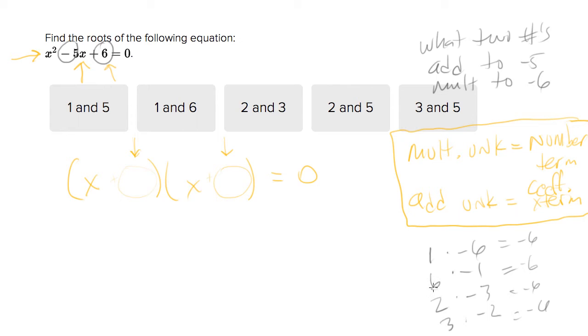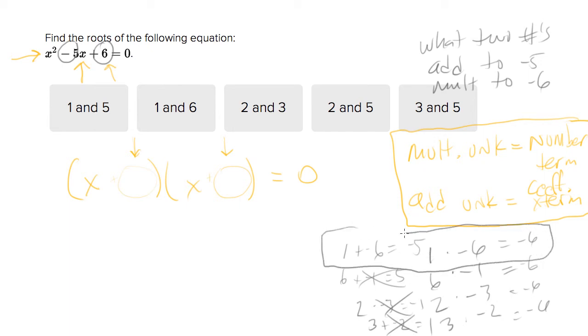So let's actually look at these and say, do these work? 1 and -6 actually does give you -5. If I add them, 1 plus -6, that does equal -5. So that one works. That's going to be our answer. If I add 6 and -1, that equals 5, which does not work. If I add 2 and -3, I get -1. That does not work. If I do 3 and -2, that does not work because I get 1. So the only row that satisfies both criteria is when I have 1 and -6.